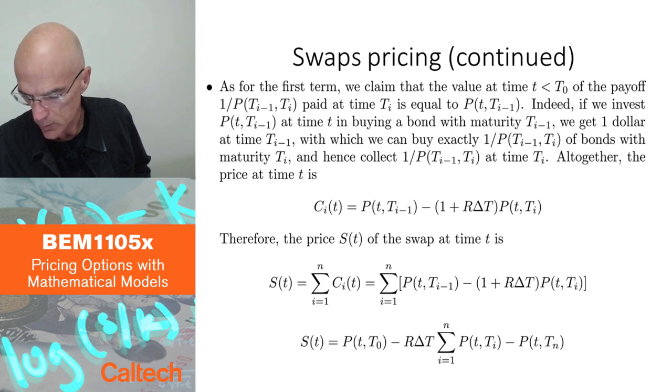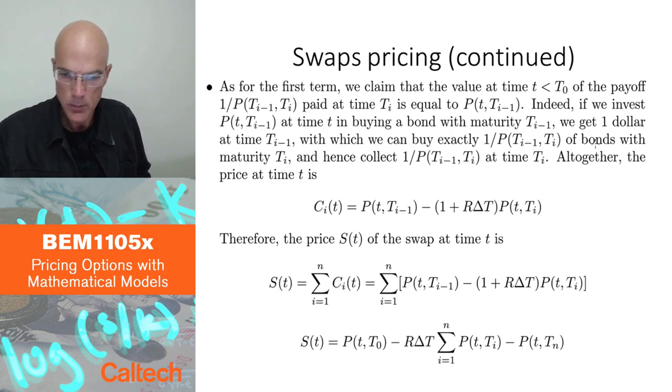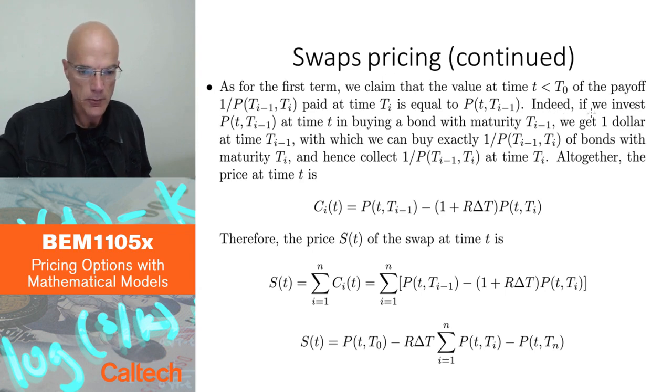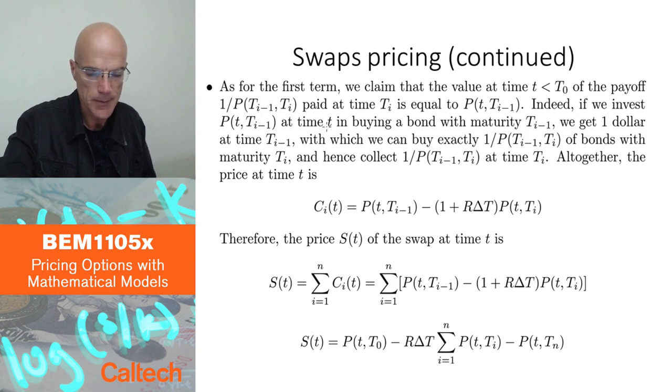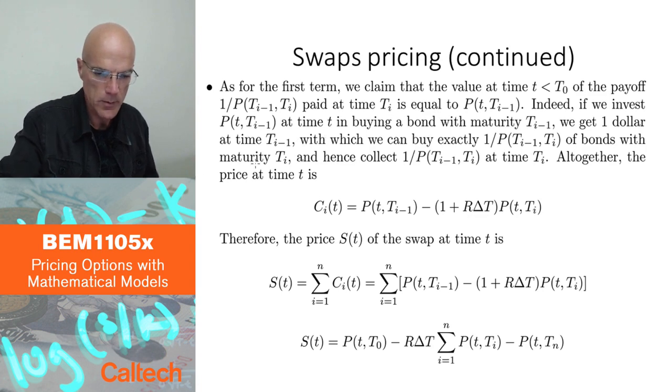Well, we could do the replication argument by just assuming that we invest this much. Let's say we invest p of t ti minus 1 at time t, by buying a corresponding bond which matures at ti minus 1, which means that we are going to get $1 at time ti minus 1. That's what the bond price is. How many ti bonds with maturity ti can I buy? Well, I have $1. This is the price at that time.